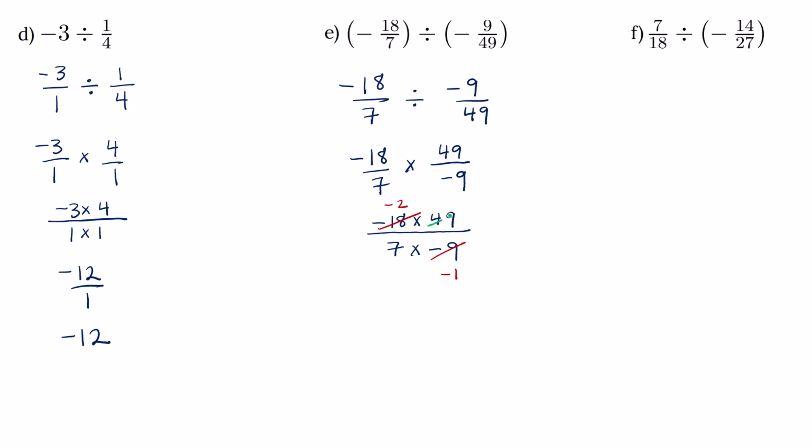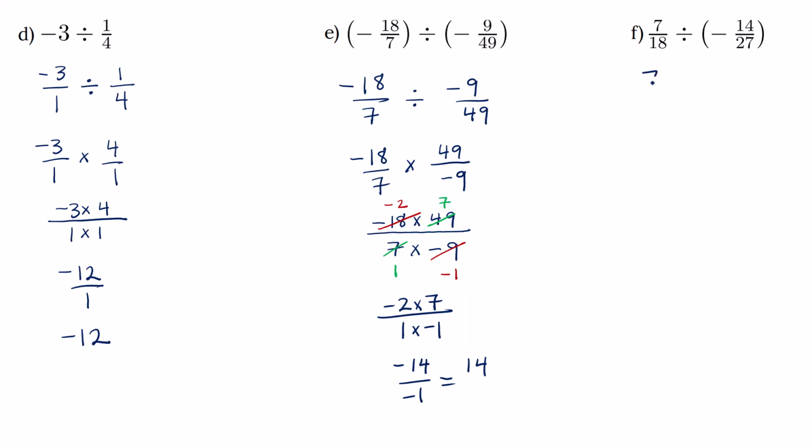And then 49 and 7 have a common factor of 7. So 7 divided by 7 is 1. 49 divided by 7 is 7. Let's rewrite this. Negative 2 times 7 is left on top. On the bottom, we have 1 times negative 1, and that looks like it comes out to negative 14 over negative 1, which when we divide those, we actually just end up with positive 14 because a negative divided by a negative is a positive.